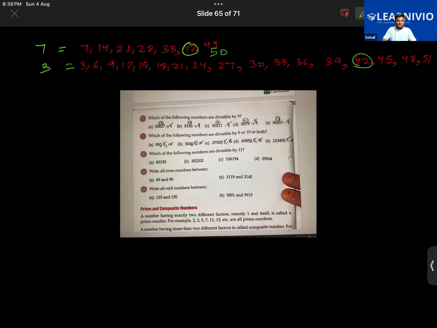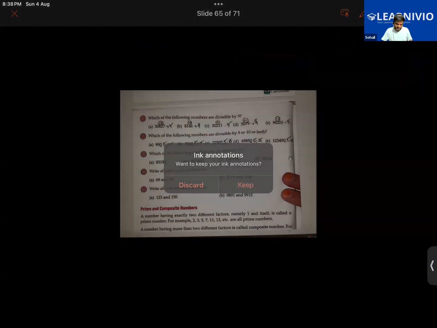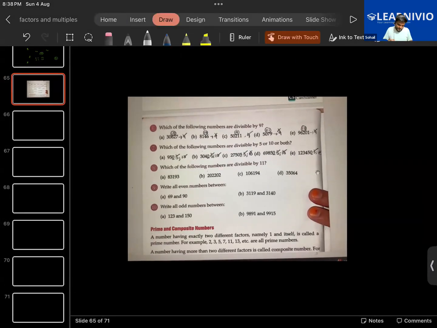The rest of your answers were correct, the first 3 questions were correct. So hope that is clear. We are going to continue solving questions, and today we'll be solving questions from exercise 4B as well. But just let me clean all this.